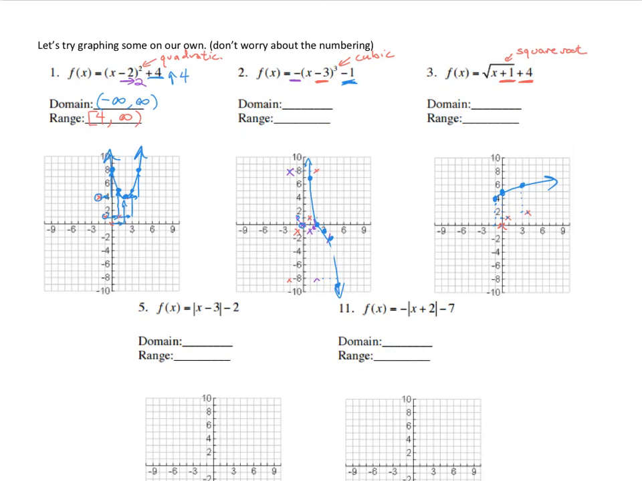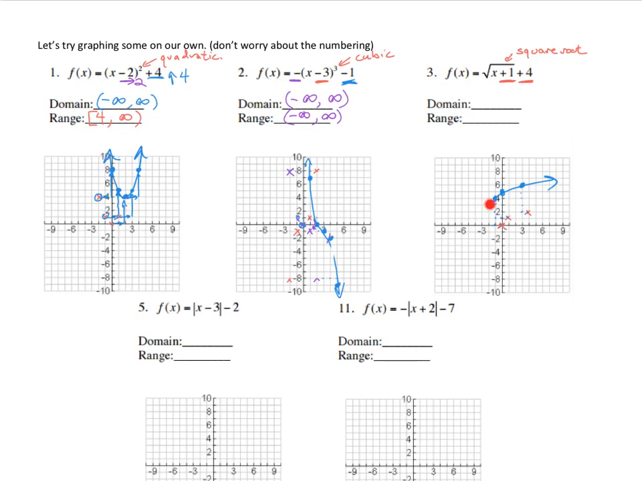All right, so the domain and range of the cubic function, and this is great because it works like this with the cubic function all the time, is negative infinity to infinity and negative infinity to infinity. Don't think about it for the cubic functions, just write it.